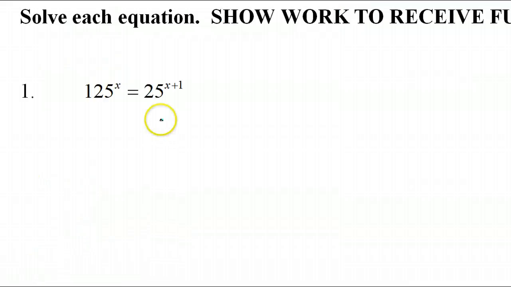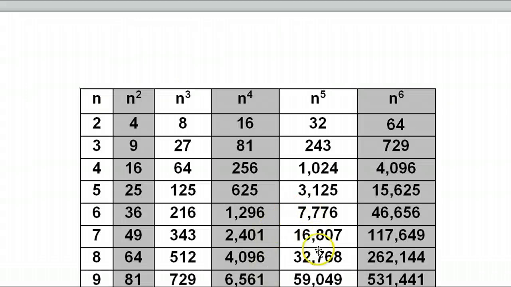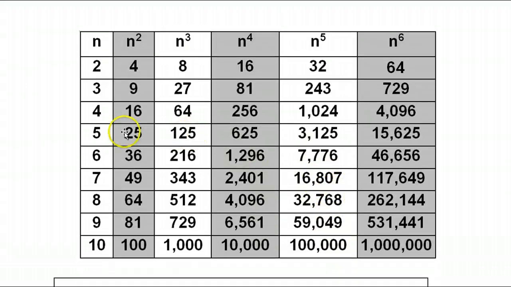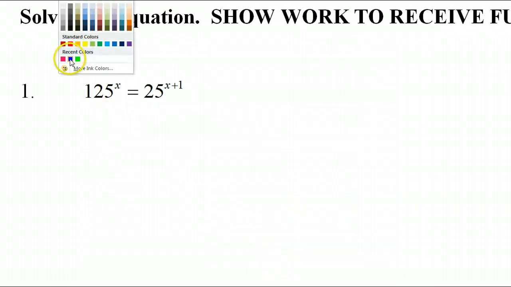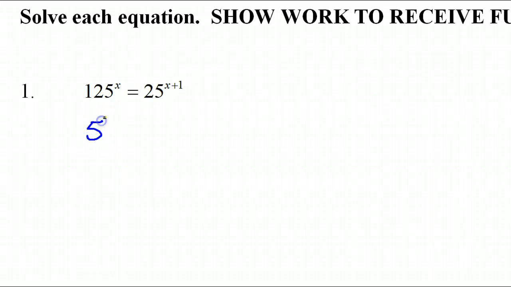Alright, on problem number 1, we see the variable on both sides. Exponents on both sides. So, I'm thinking like bases are the way to go. So 125 and 25, you look at your chart. Oh look, 125 and 25, they're both a base 5. So 5 squared and 5 to the third power. This 125 is 5 to the third power, and 25 is 5 squared.